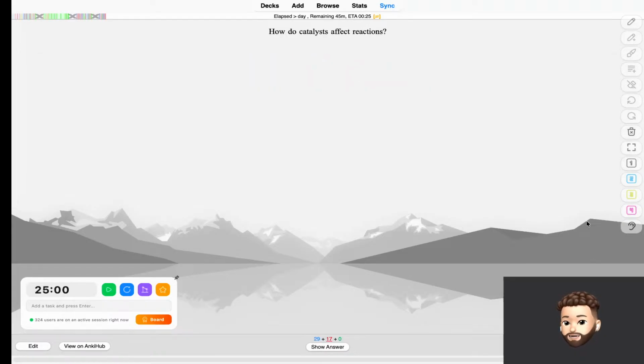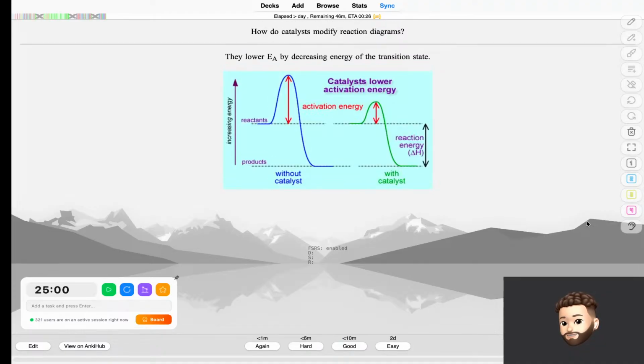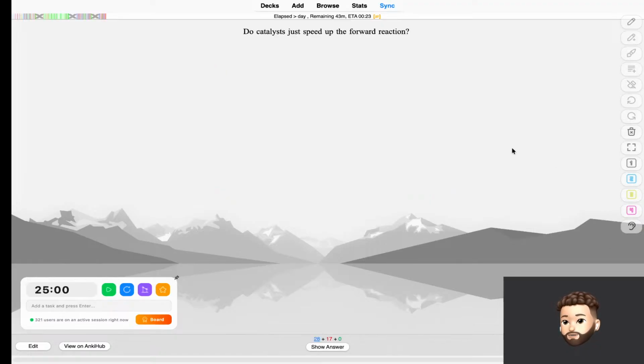How do catalysts affect reactions? Because how many times do I need that question? How do catalysts affect reactions? They stabilize the transition state and lower the activation energy. How do catalysts modify reaction diagrams? Can you guys guess? They lower the activation energy. It fits in the square hole. Suspended.